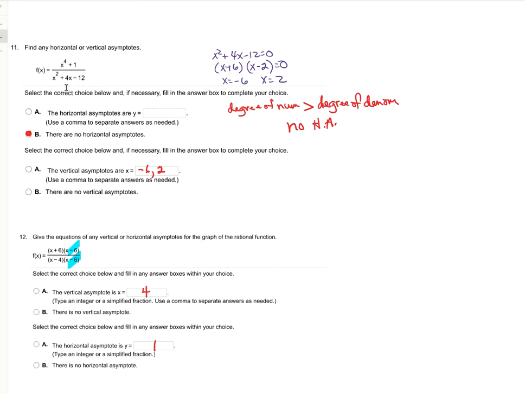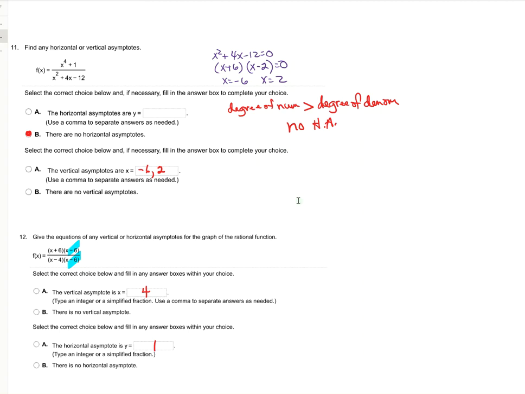x to the fourth plus 1 over x squared plus 4x minus 12. If we take the denominator, set it equal to 0, you can factor it to x plus 6, x minus 2. That gives you x is negative 6, x is 2. Those are your vertical ones. The degree of the denominator is less than the degree of the numerator. So when you have that, you have no horizontal asymptote.